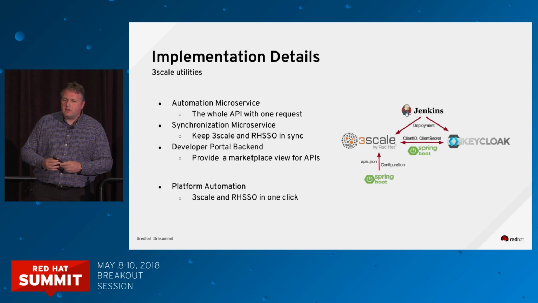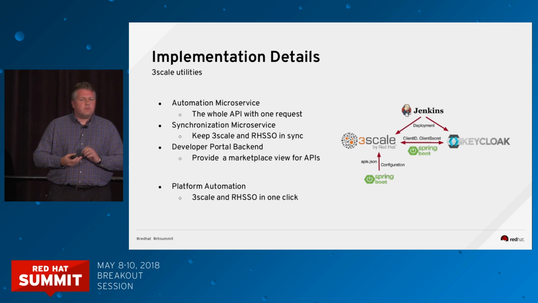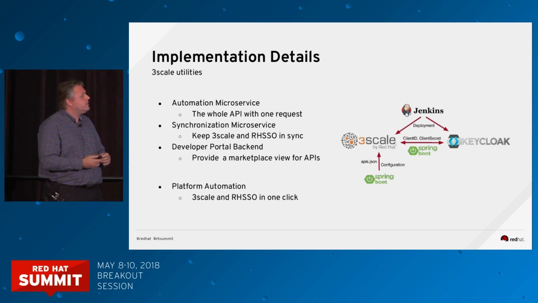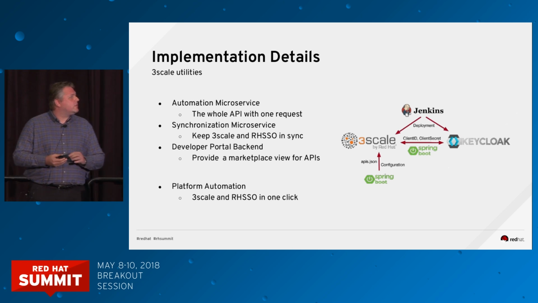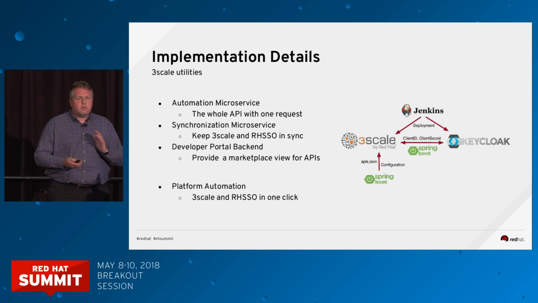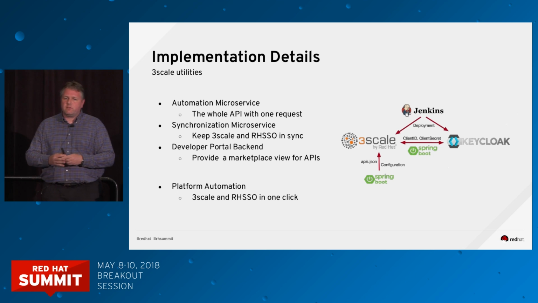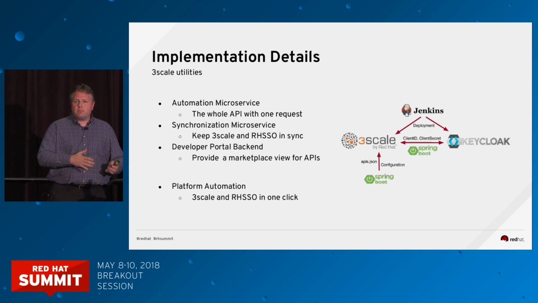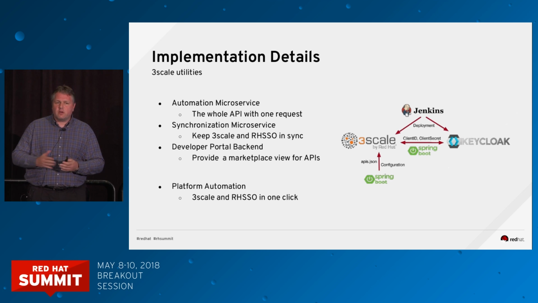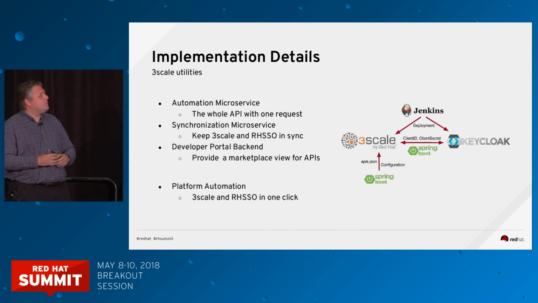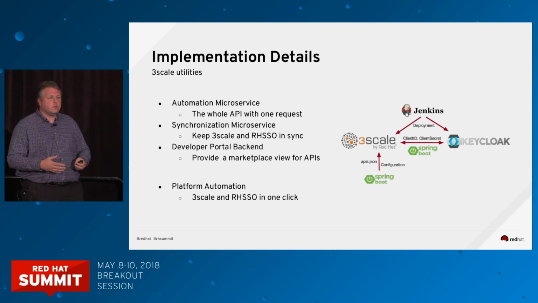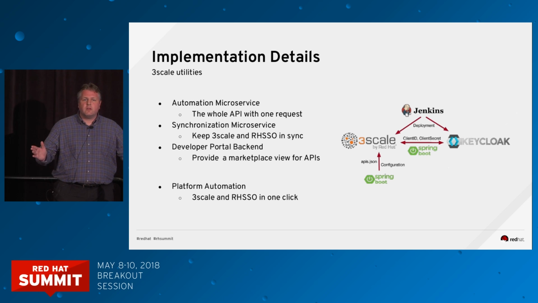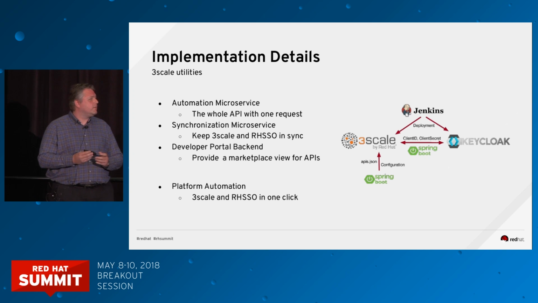For that, last slide, for technical details, we needed some helpers. The automation microservice, a small Spring Boot application, creates the whole API in one request. We needed a synchronization microservice which synchronizes the API management component with the Red Hat SSO component because of the clients and client secrets for the OAuth authentication. And for the developer portal, we also implemented a Spring Boot microservice to provide the APIs JSON for the whole API marketplace view in the developer portal.